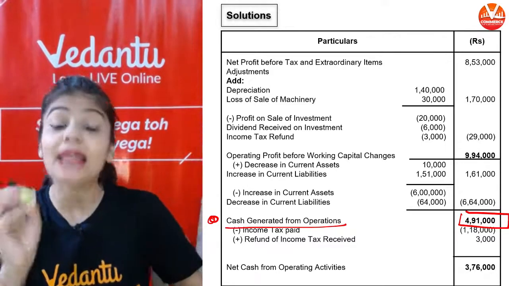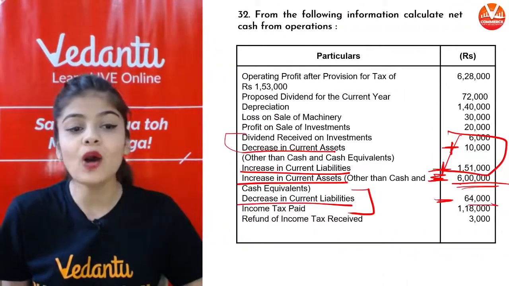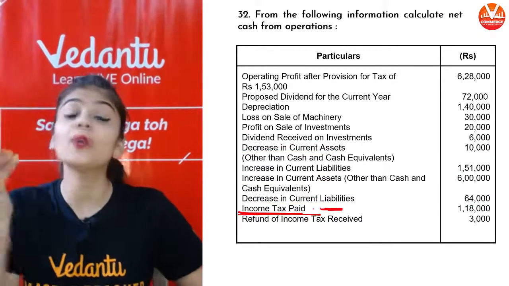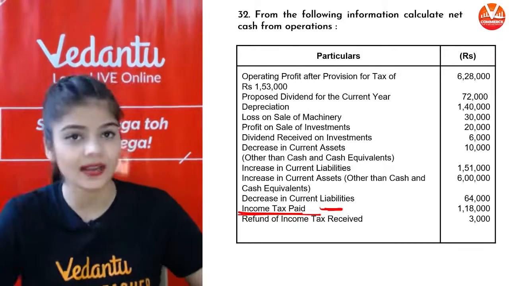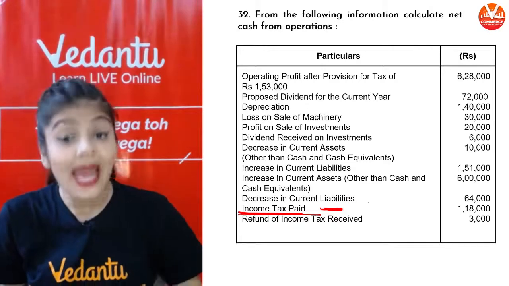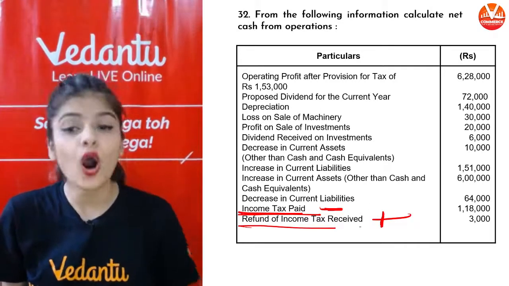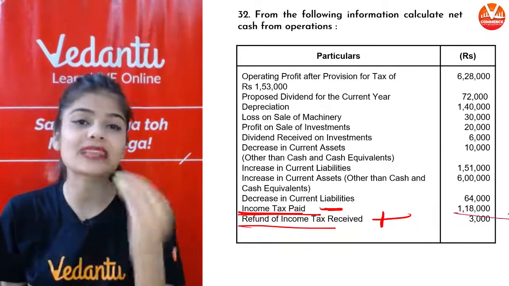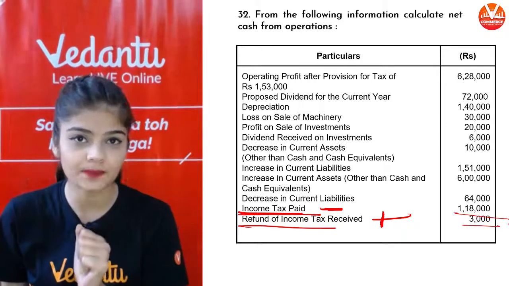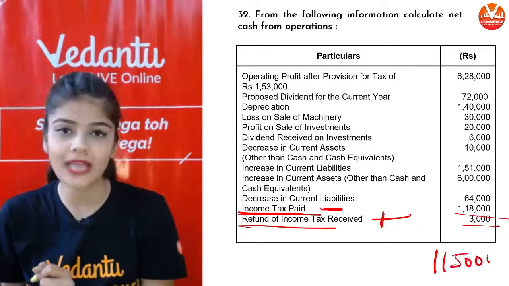Now we will subtract income tax paid, because I have told you we have to subtract this at the end. So now this is the end. So you will subtract income tax paid and you will add refund of income tax. Because if you are paying income tax 1,18,000 and there is a refund of income tax 3,000, it means the net income tax paid is 1,15,000.